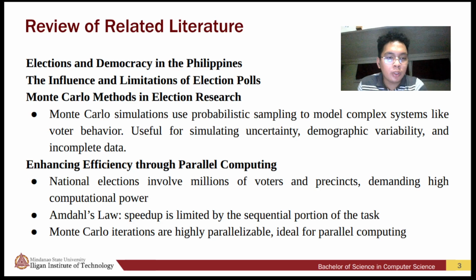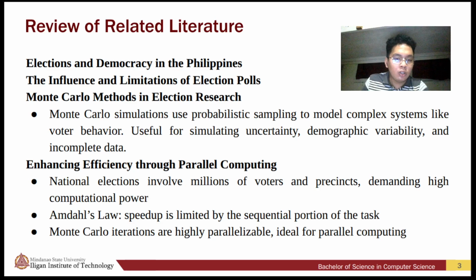Then, Monte Carlo methods in election research. Since Monte Carlo is probabilistic in nature and voting is also probabilistic in nature, Monte Carlo simulation really fits to be used in this simulation. Then, enhancing efficiency through parallel computing. Since I'm going to be simulating hundreds of thousands of precincts and millions of voters, parallelization is really required, given the nature of the elections and the simulation itself.